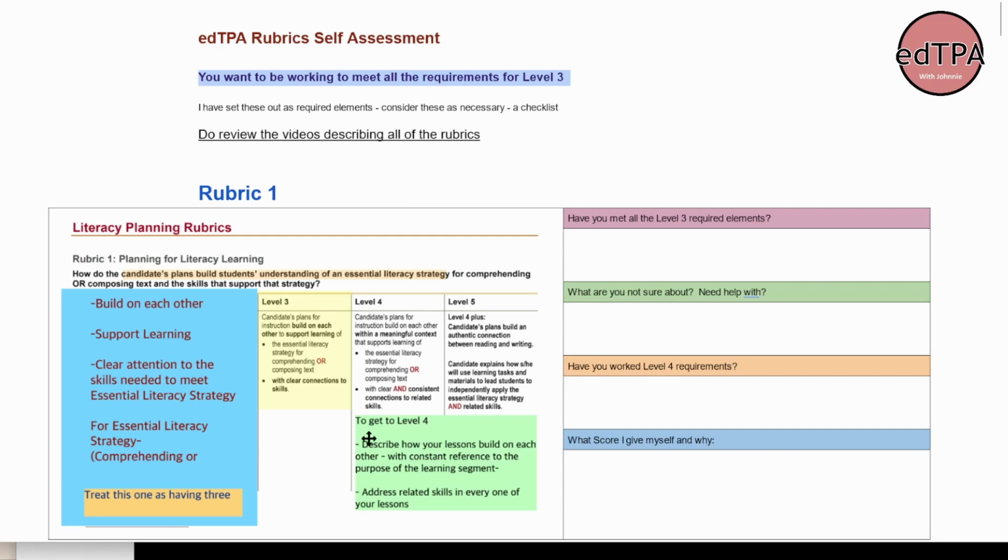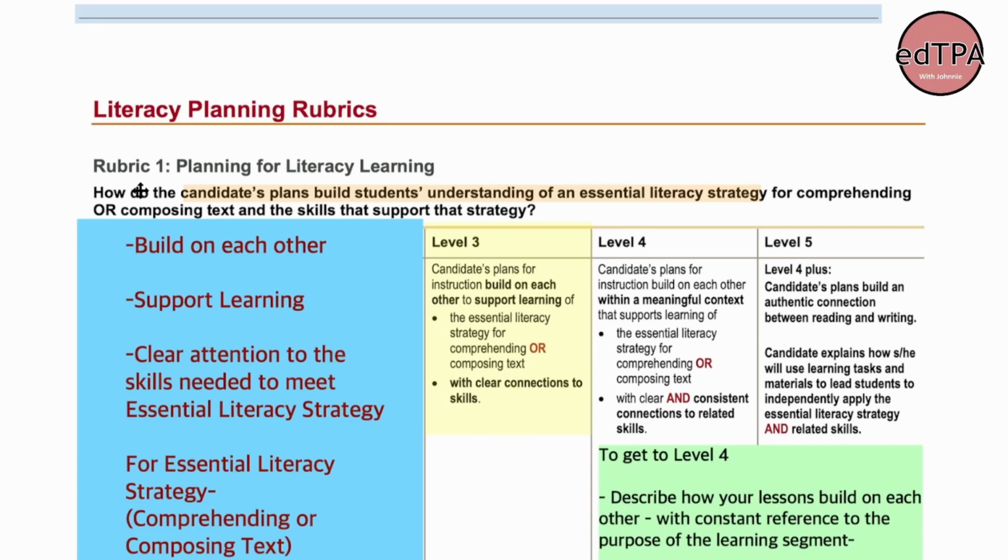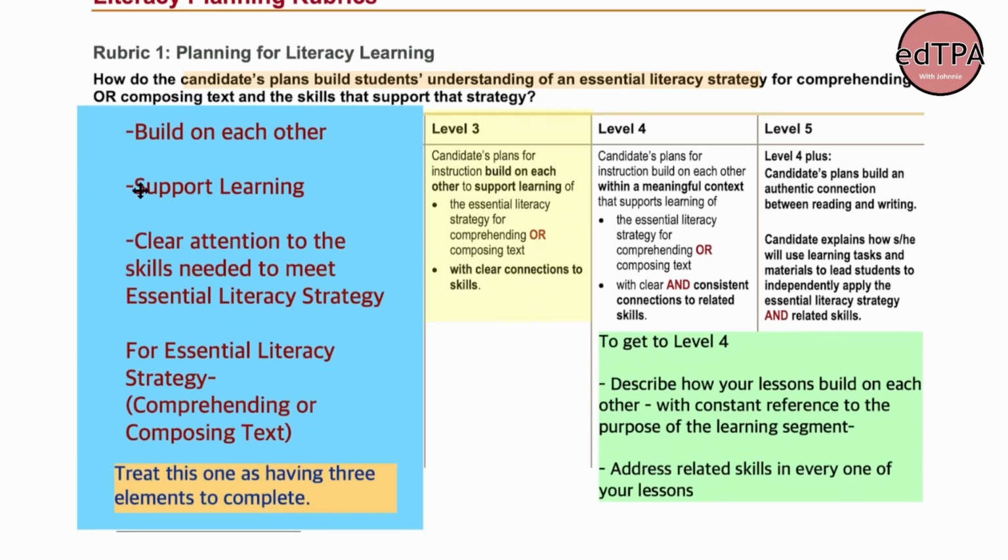The other thing you want to do is look at what is required for level 4, because level 4 is usually just a little bit more, and getting a few 4s will make it so the other scores can be okay and that you will pass. So I've set out these as requirements, required elements. Consider these as necessary. Think of these as a checklist. So if you see these listed this way, this is a checklist for you. I wish you success.